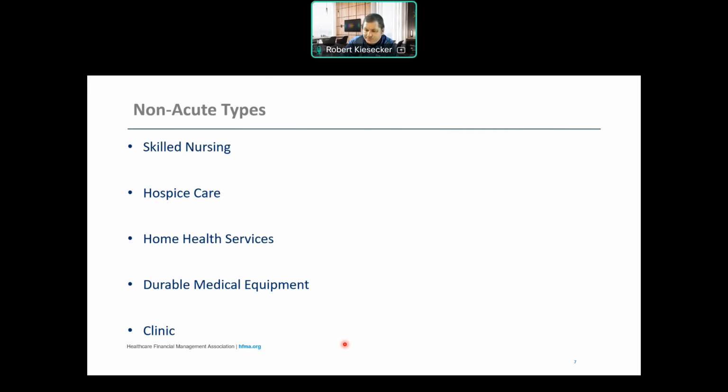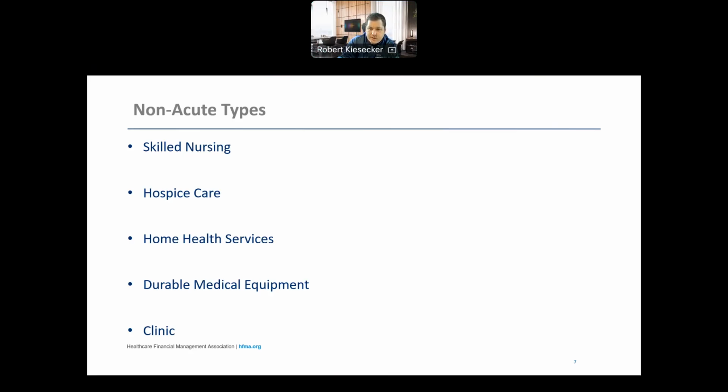And then durable medical equipment, right? Medical equipment deemed DME is intended to be used over and over again. Examples include wheelchairs, hospital beds, and oxygen tanks. Again, especially during the pandemic, we were using a lot of oxygen tanks. And then finally, clinic. A clinic is a facility or part of one that is devoted to diagnosis and treatment of outpatients.